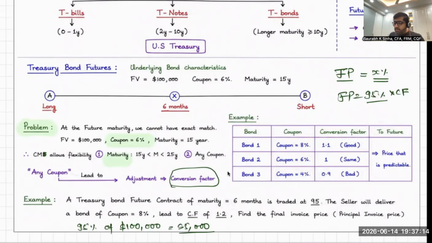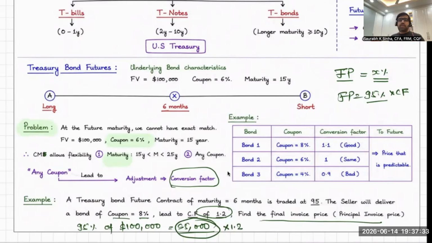The seller will deliver a bond of coupon 8%. Now it's not 6%, it's 8%. So I have to change this price. That leads to a conversion factor of 1.2. So it is a better bond, so I should increase the price and find the final invoice price. So it is just simply multiplication.